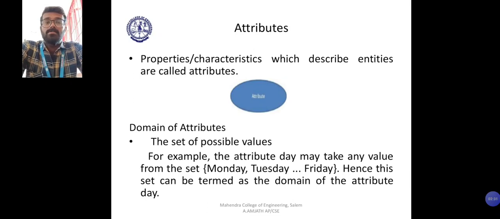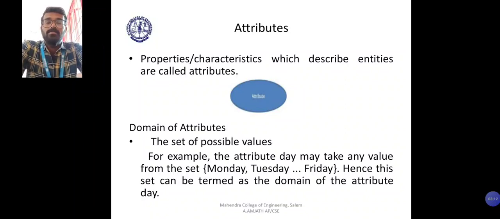Then let us discuss attributes. Attributes are the properties and characteristics which describe the entities. They are represented in a UML diagram by an oval shape. You can use the oval shape in object-oriented design. Now, what is meant by the domain of attributes? The domain of an attribute is a set of possible values, and we can choose some attribute values.